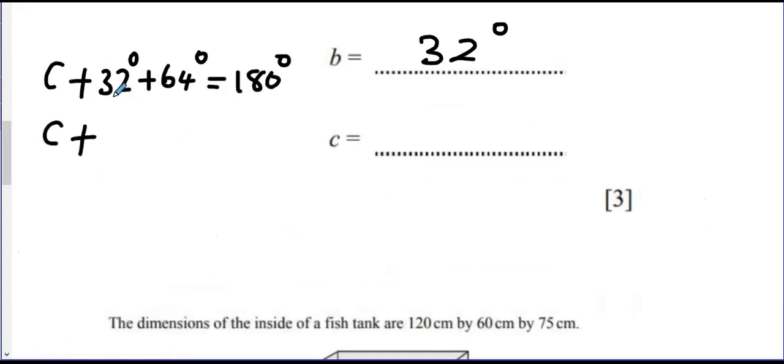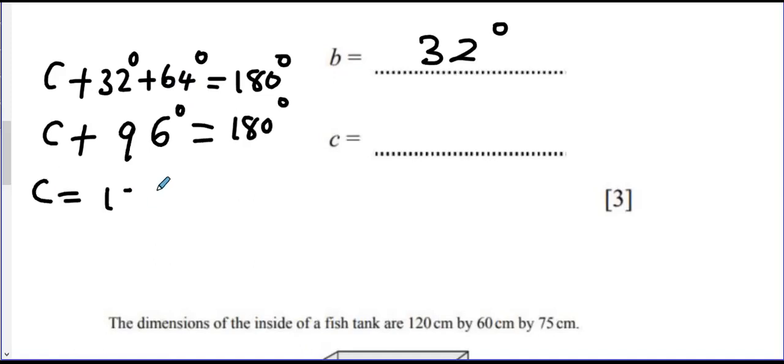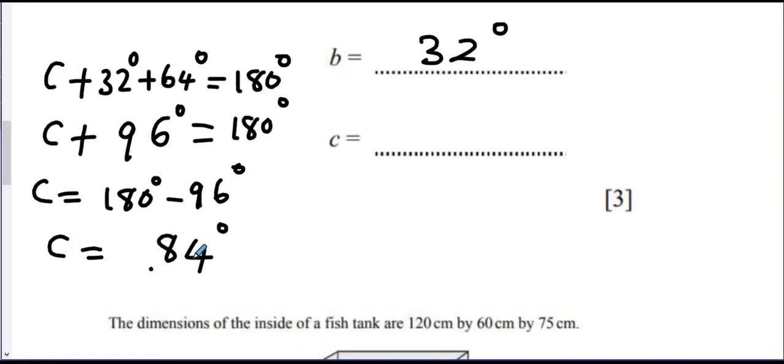Okay, collect like terms: 32 plus 64 will be 96 degrees. So 96 degrees plus C equals 180 degrees. C will be equal to 180 degrees minus 96. Let me check if this is correct. So C will be equal to 84 degrees.